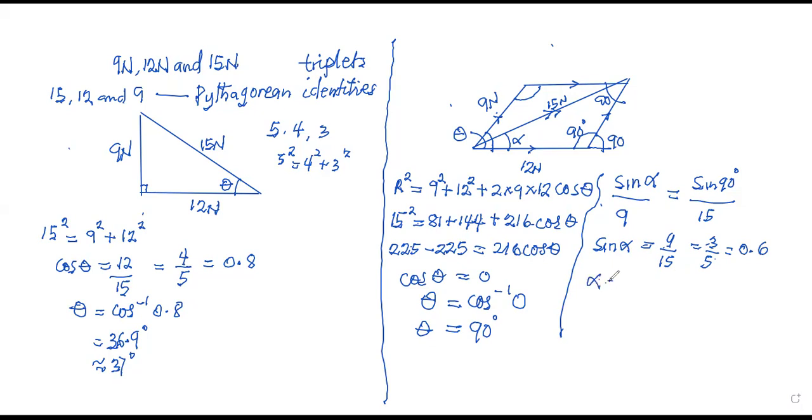Therefore, alpha is equal to the sine inverse of 0.6. Please, what is the sine inverse of 0.6? 36.86. Approximately 37. The value is the same. Some of you also solved the same question with another interesting method, which was also correct.